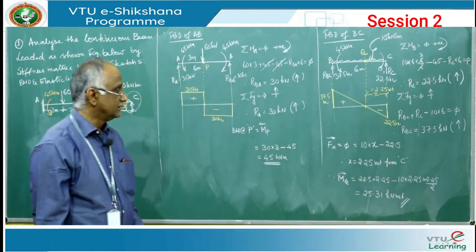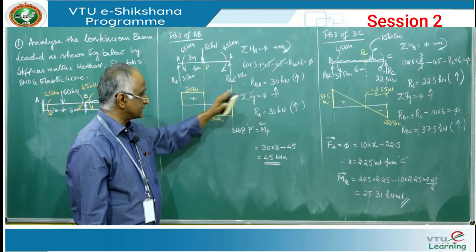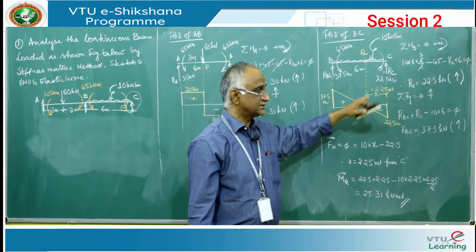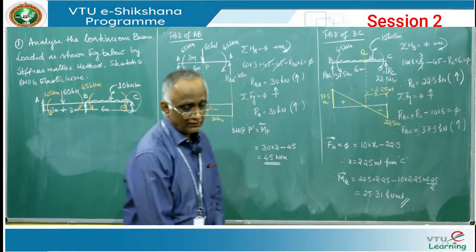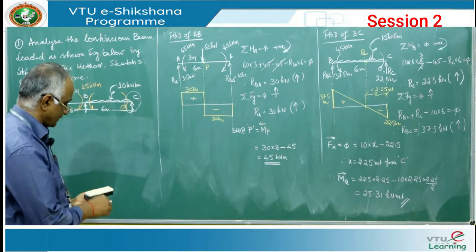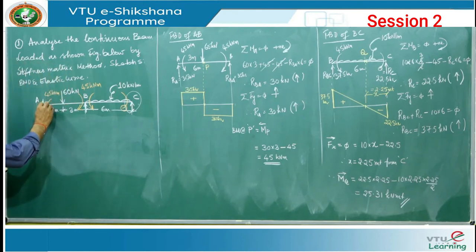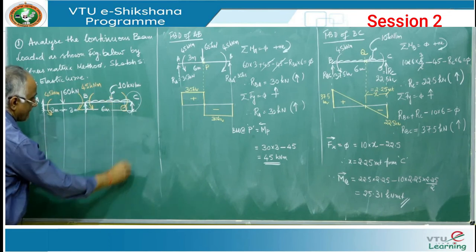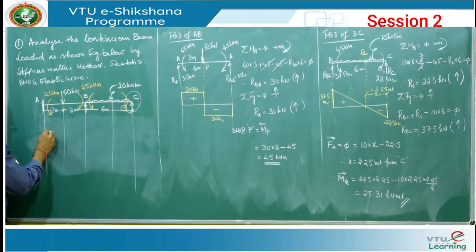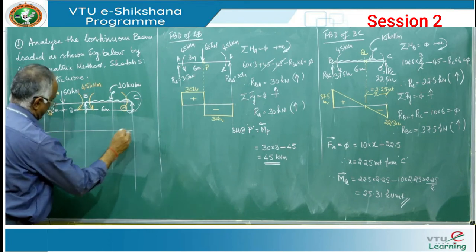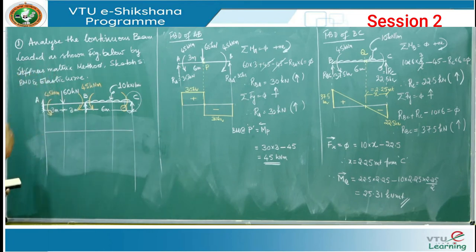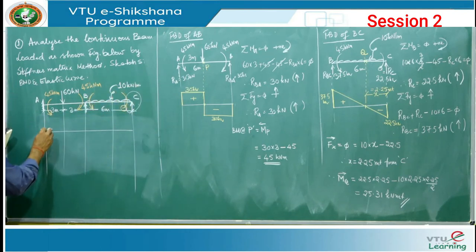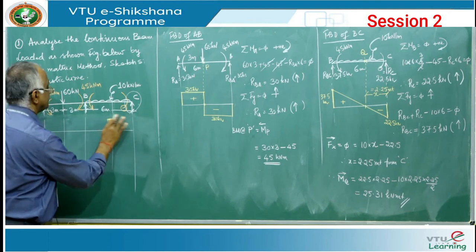meter. So from AB we got the reaction, shear force diagram and the final positive moment, and from BC we got the reaction, shear force diagram and the moment developed within the span, 25.31. Use these values now. By combining the two shear force diagrams of AB and BC, you can get the total shear force diagram of the continuous beam itself.